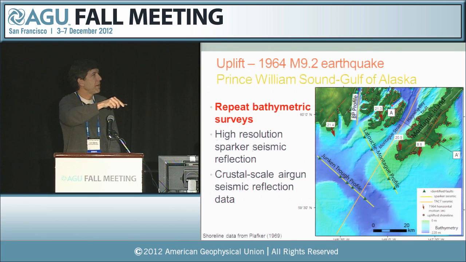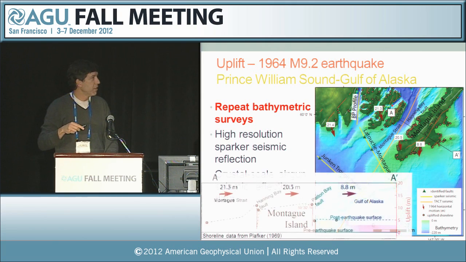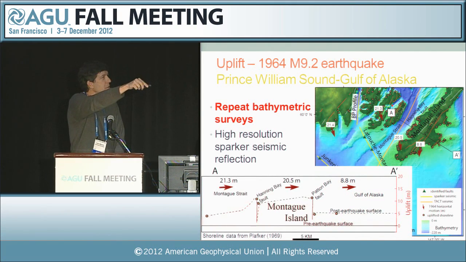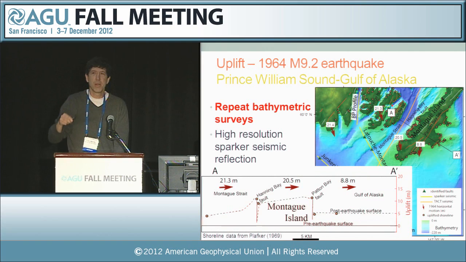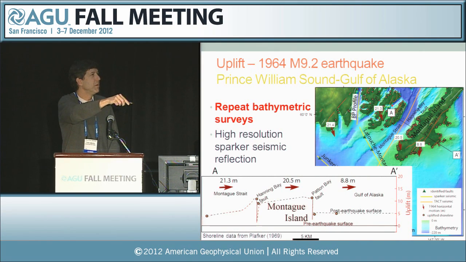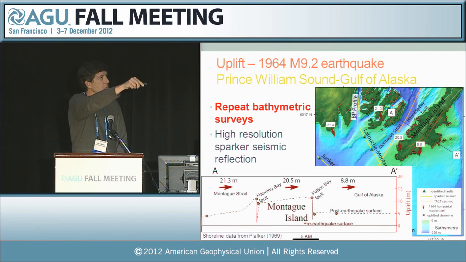The area that we're working at here is, again, this transition. I didn't put it on here, but this is where we've got Yakutat subduction here and Pacific plate subduction here. The circles that you see on this map are uplift values recorded from Plafker's 1969 publication showing uplift from the 1964 earthquake itself. If you look at this profile A-A prime, you'll see that the greatest displacement from the 1964 earthquake was along the Patton Bay Fault. Plafker recorded about 7 meters of displacement along this fault right here.